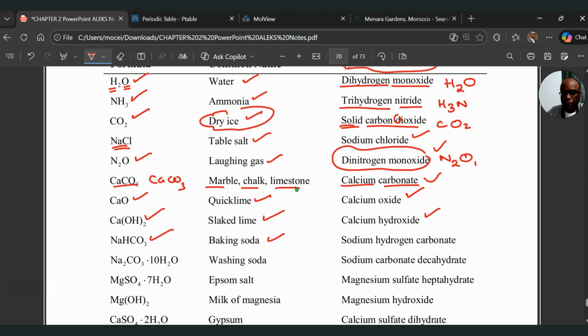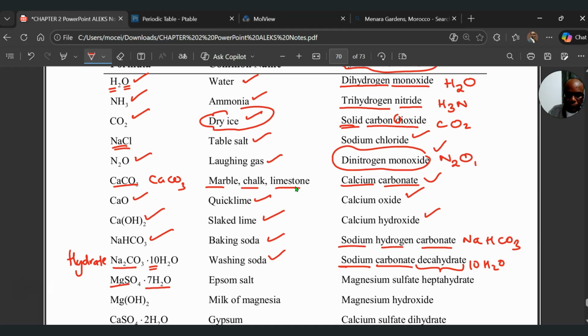Sodium hydrogen carbonate is baking soda. Of course, you use that in baking. And the formula contains sodium, a hydrogen, and a carbonate. So sodium hydrogen carbonate. Sodium carbonate with 10 waters, that's a hydrate. We just talked about hydrates. That's the washing soda. So it's a sodium and a carbonate, but with 10 H2O, so decahydrate. Magnesium sulfate heptahydrate, that one is also another hydrate. I just mentioned it's Epsom salt.